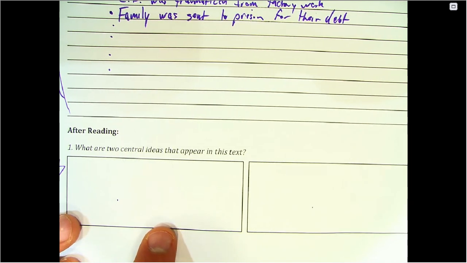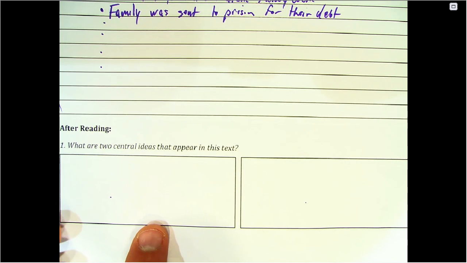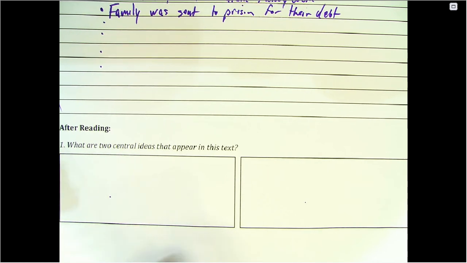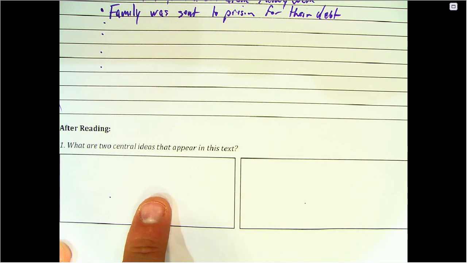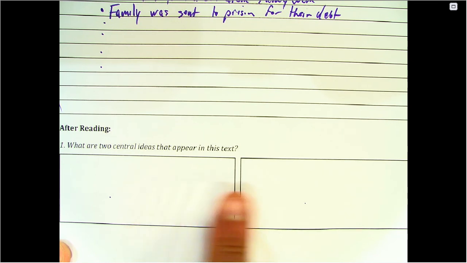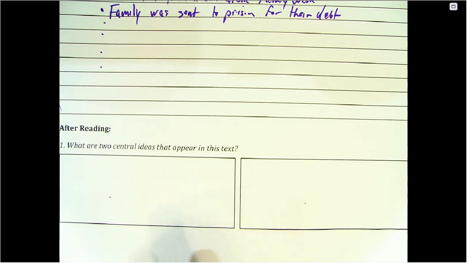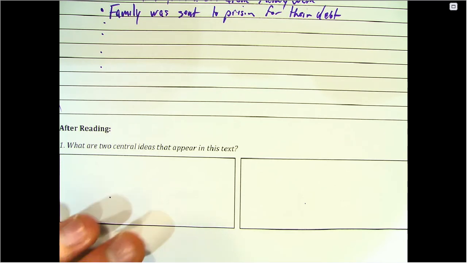The first is, what are 2 central ideas that appear in the text? So if somebody saw you were reading the article and said, well, what was that article about? The first 2 things that you tell them, one would go here and one would go here. Just what are 2 important ideas that the author's trying to share with you about the text? The other thing is on the back. They are kind of misnumbered, my mistake.